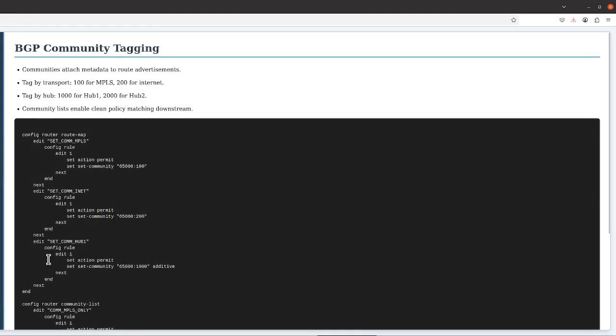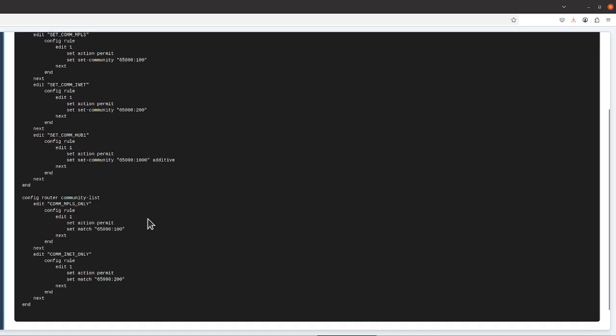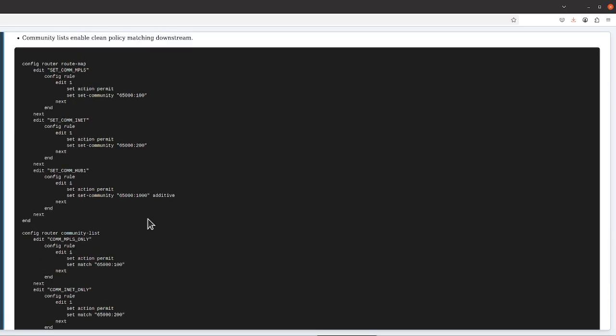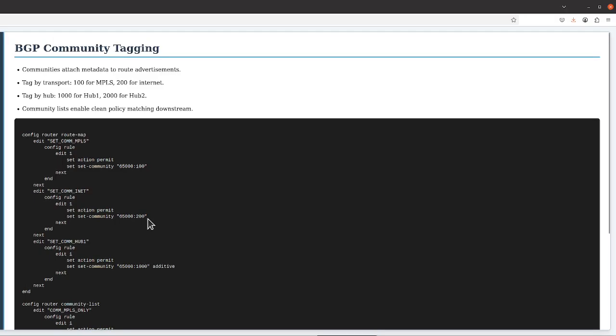BGP community tagging. BGP communities are a tagging mechanism that lets you attach metadata to route advertisements. In multi-hub SD-WAN, communities are how we tell receiving routers what transport a route came in on, which hub originated it, and how it should be treated. This metadata then drives path preference decisions through route maps and filters. The configure router route-map context creates named route maps that match on conditions and set BGP attributes.